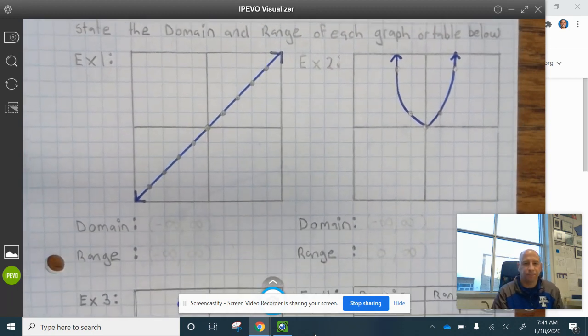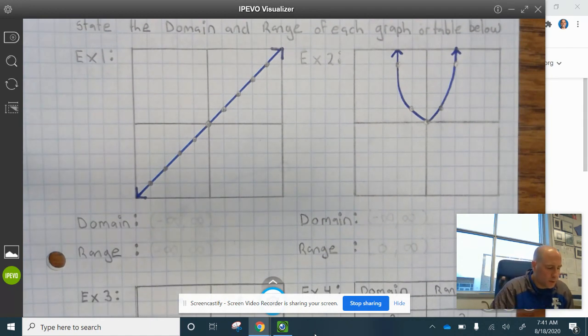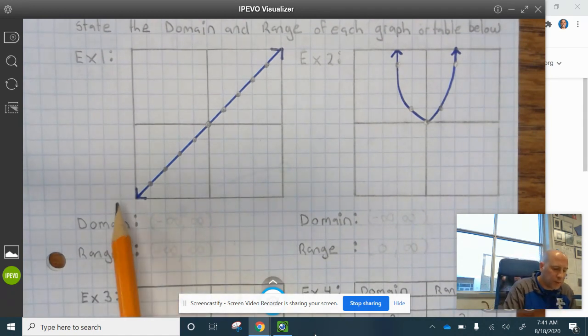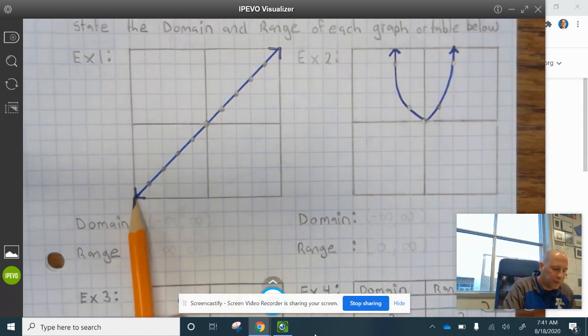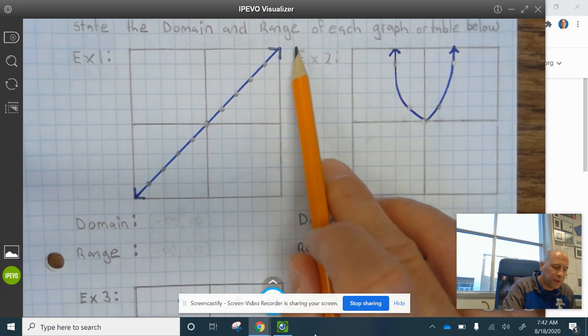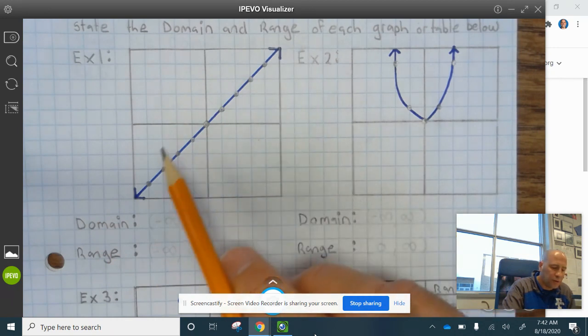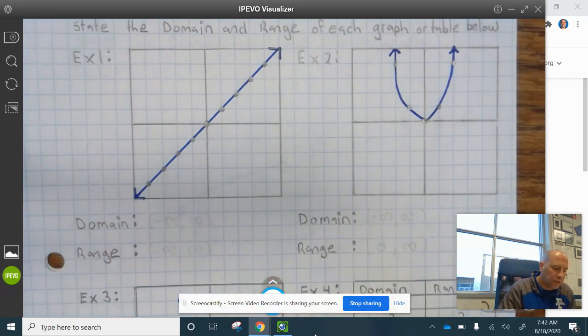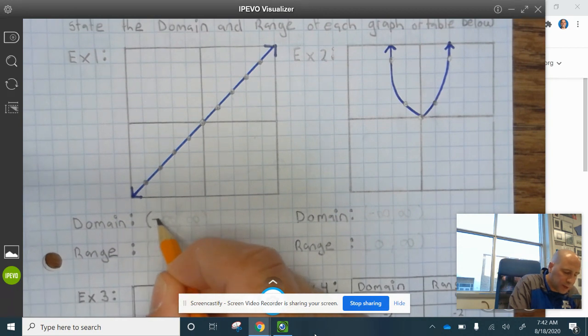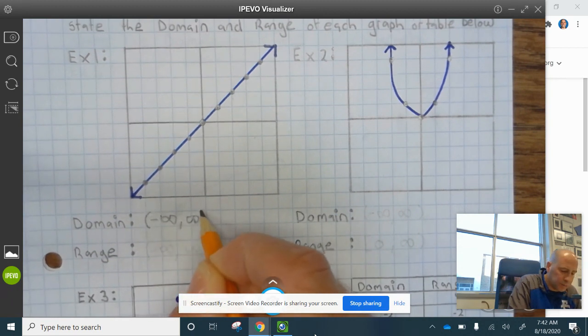Example 1. So when you're looking at domain, you look from left to right. Now you'll notice these arrows mean it keeps going infinitely in the negative direction, and it's going infinitely in the positive direction. There's no gaps or stopping points. So domain is from negative infinity to positive infinity.